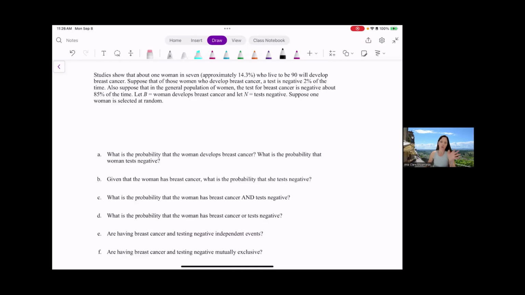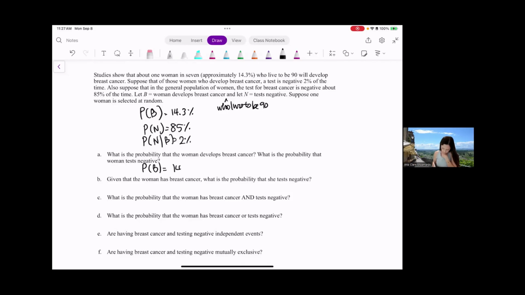Talking about a woman in general, let's write out the probabilities that we were just given. Probability of B, and really this should say who lives to be 90, because that's included in the problem. That's equal to 14.3%. The probability of testing negative was 85%, and the probability that tests negative, given they develop breast cancer, is 2%.